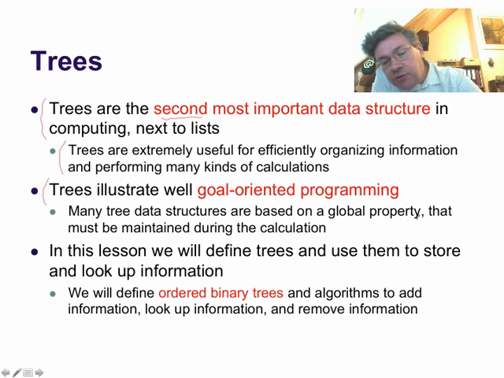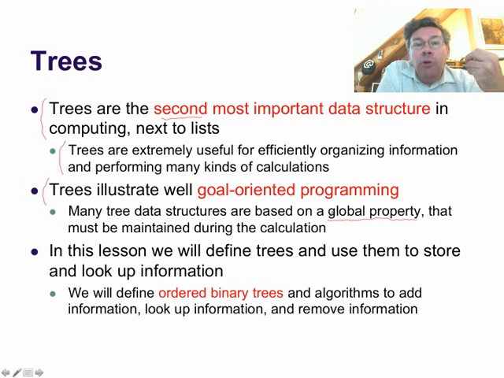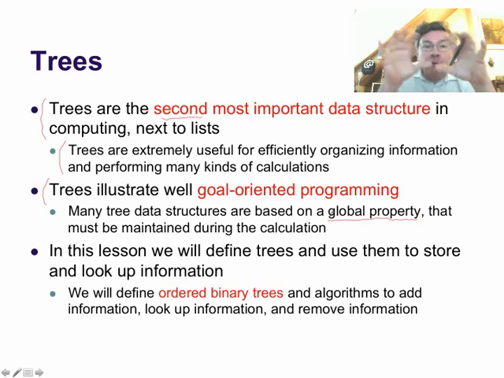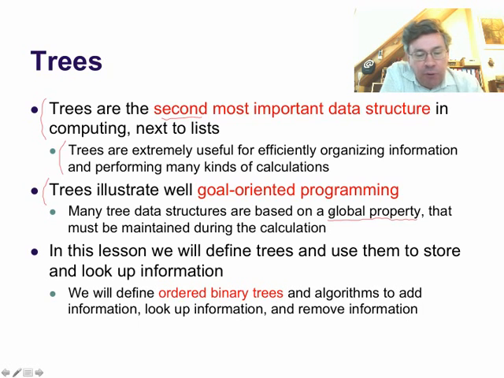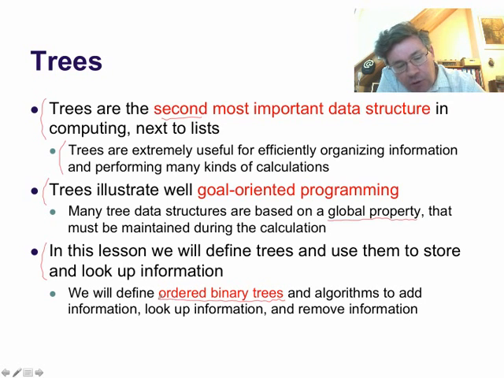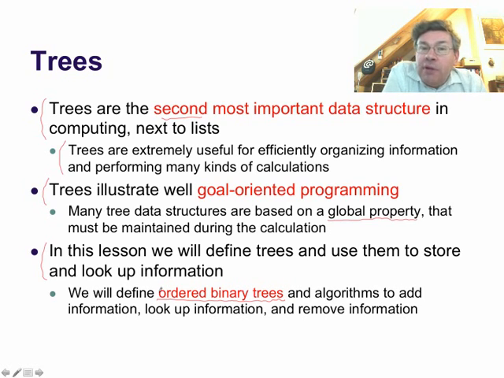Trees are also a good example of goal-oriented programming, which is a generalization of invariant programming, because many tree data structures are based on a global property, a property of the whole tree that must be maintained during the calculation, and this drives the calculation forward. So in this lesson, we will define what is a tree, and then we will do some interesting computations with it. We'll use them to store and look up information. We define a particular kind of tree called an ordered binary tree, and we'll define algorithms to add information, look up information, and to remove information from ordered binary trees.